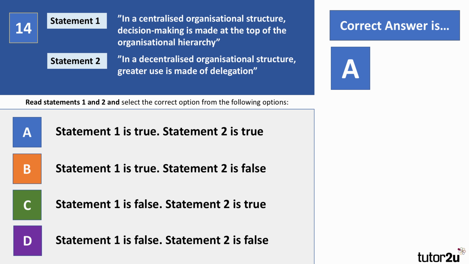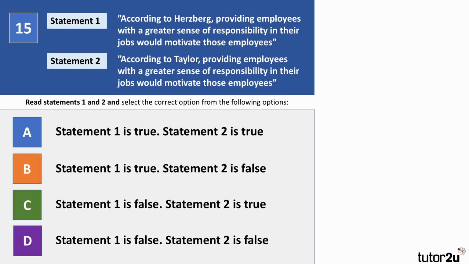How are you getting on? If you've been keeping your score, you'll have a feel for how you're getting on so far out of 14. Don't forget paper 1, 15 questions. Here's the last one for this session. Statement 1. According to Herzberg, providing employees with a greater sense of responsibility in their jobs would motivate those employees. Statement 2. According to Taylor, providing employees with a greater sense of responsibility in their jobs would motivate those employees. Pause the video for this final question and work out which is true, which is false.